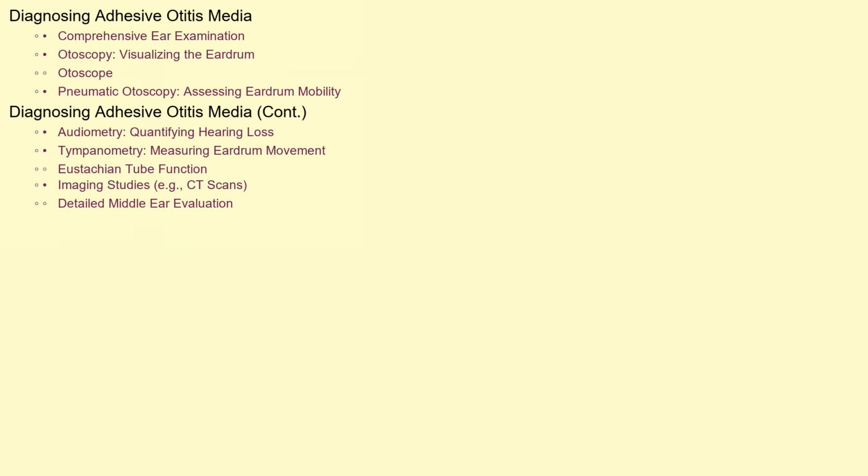Diagnosis of adhesive otitis media typically involves a comprehensive ear examination by an audiologist or ENT specialist. Otoscopy, using a specialized instrument called an otoscope, allows the doctor to visualize the eardrum and middle ear. Pneumatic otoscopy, which introduces a puff of air, can assess the eardrum's mobility. Audiometry, or hearing tests, quantifies the degree and type of hearing loss. Tympanometry measures the eardrum's movement and middle ear pressure, providing valuable information about eustachian tube function. In some cases, imaging studies like CT scans may be necessary to evaluate the middle ear structures in more detail.